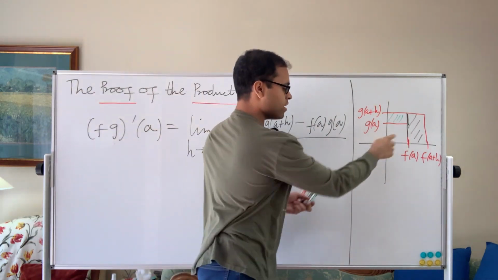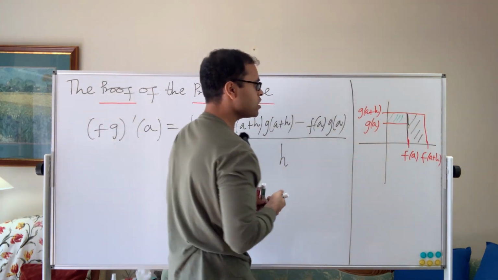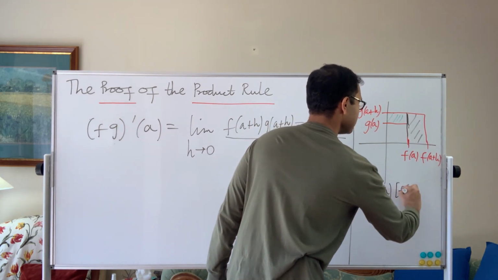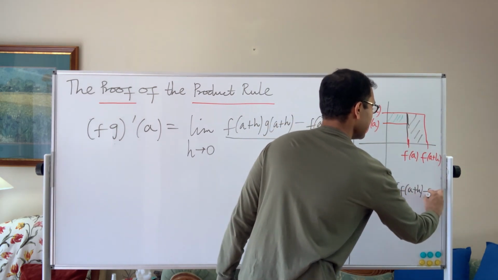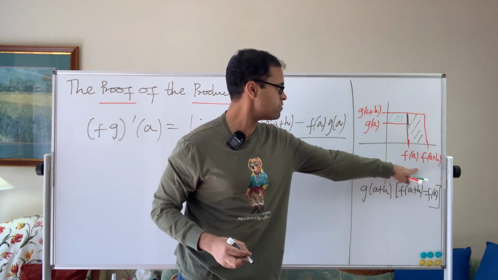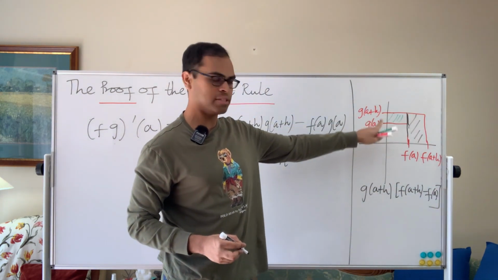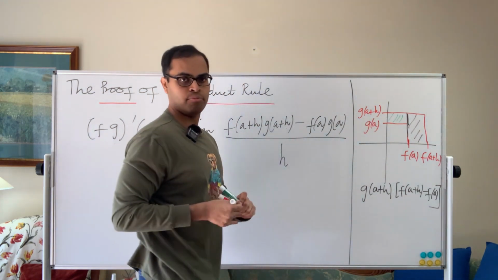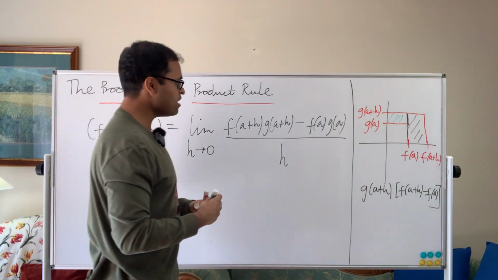So what is the black area going to be? The black area is going to be g(a + h) times f(a + h) minus f(a). It's a rectangle, and its base is going to be f(a + h) minus f(a). Its height is going to be g(a + h). So we get that. And then the green area, we can find out that too by the base times height formula.